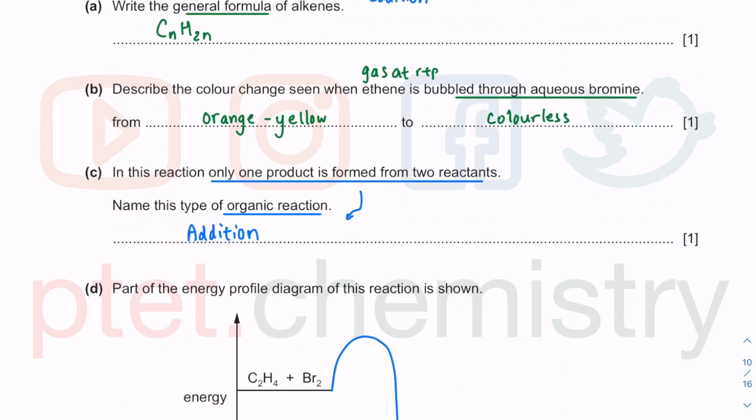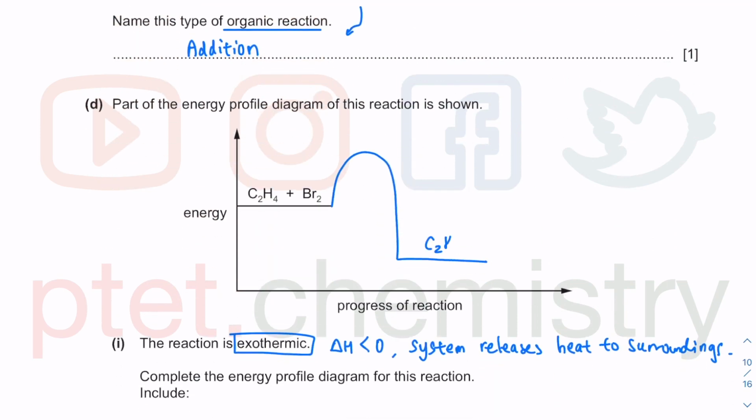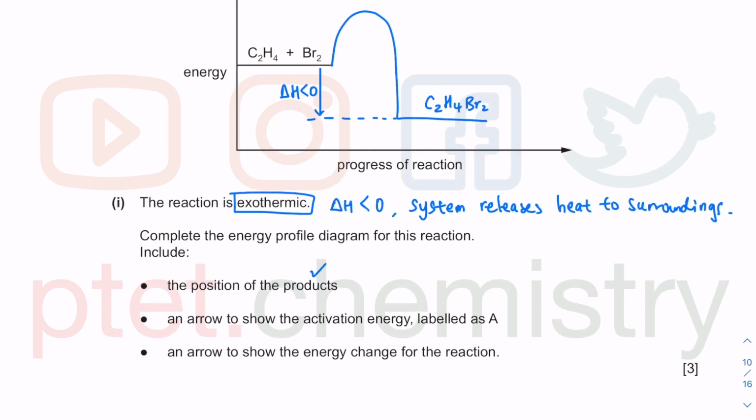So the product was C2H4Br2. So we can see that if this is your energy, this is going down as that is your delta H less than 0 there. And what do they want? Position of the product? Yes. Arrow to show activation energy. I haven't done that. Activation energy from the starting energy level of the reactant to the top of the peak. That is your EA. Oop, hang on.